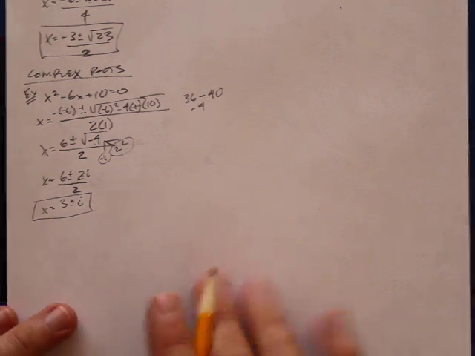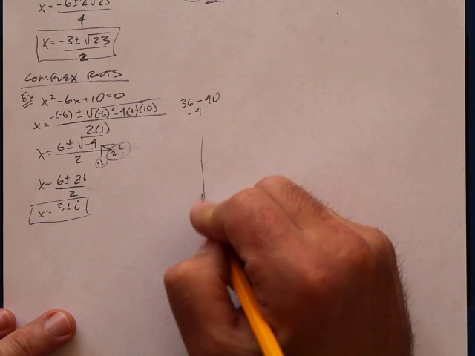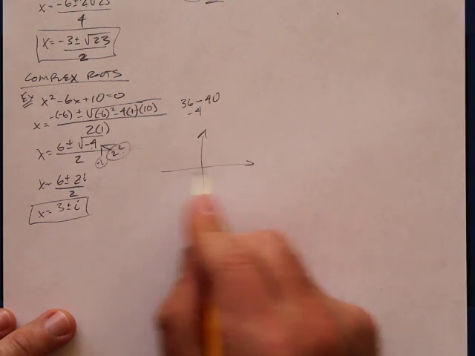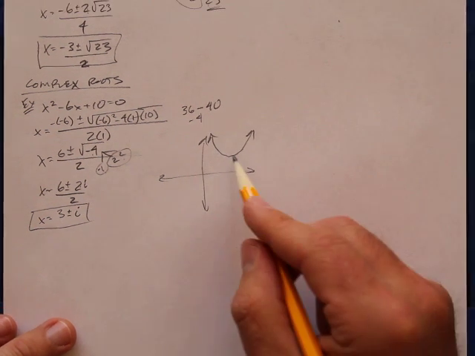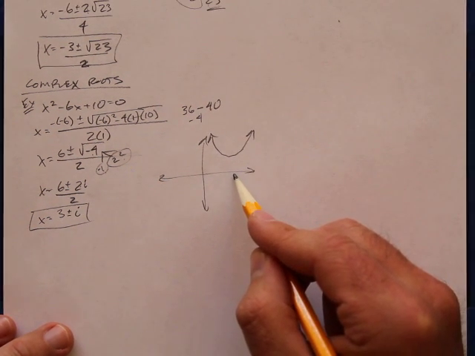All right. Now what this looks like as a parabola is it looks something like this. Notice how it doesn't cross the x-axis at all.